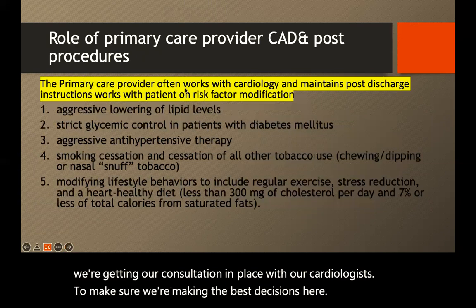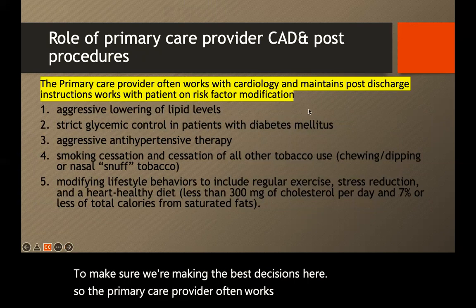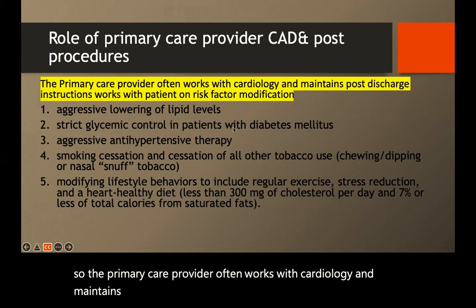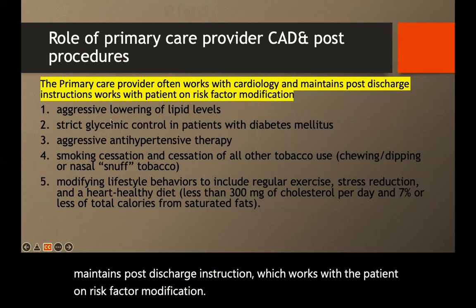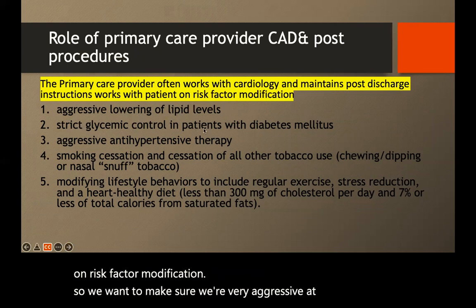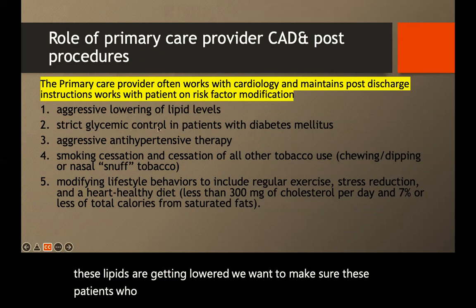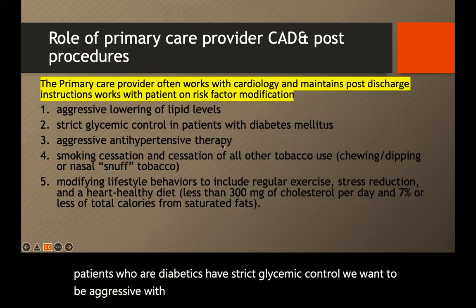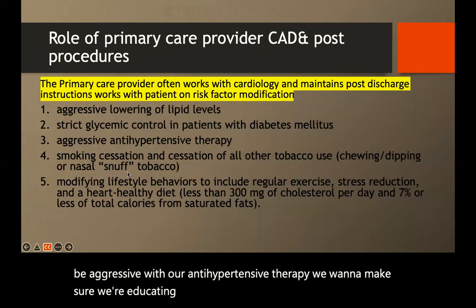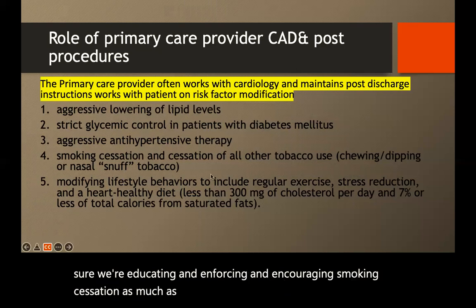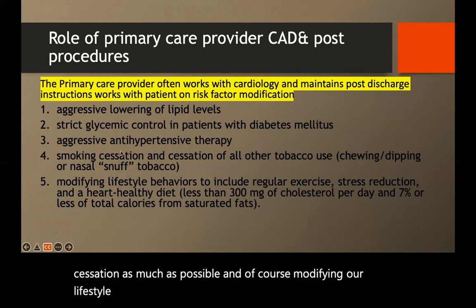So the primary care provider often works with cardiology and maintains post-discharge instruction, which works with the patient on risk factor modification. So we want to make sure we're very aggressive at making sure these lipids are getting lowered. We want to make sure these patients who are diabetics have strict glycemic control. We want to be aggressive with our antihypertensive therapy. We want to make sure we're educating and enforcing and encouraging smoking cessation as much as possible. And of course, modifying our lifestyle behavior changes.